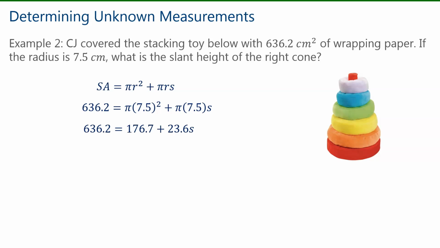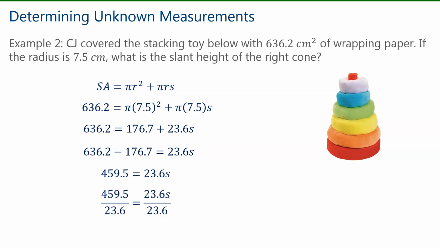Now to solve for s, I'm going to start by bringing the 176.7 over to the left-hand side and subtract that from 636.2. So when I work that out, I get 459.5 equals 23.6s. Now to solve for s, we need to divide both sides of the equation by 23.6. And when I do that, I get an s value of 19.5. So that means the slant height of the stacking toy is 19.5 centimeters.